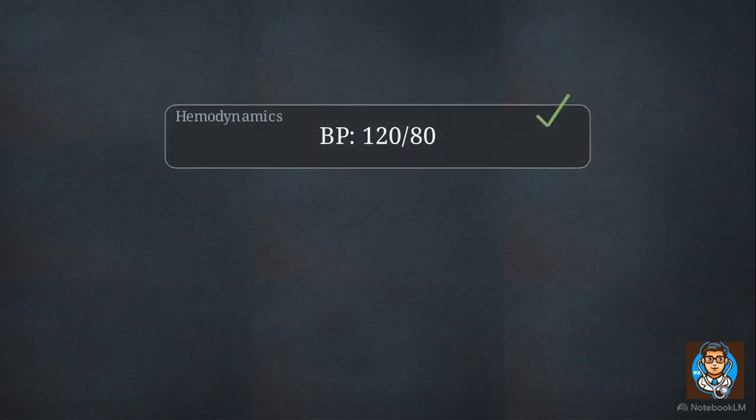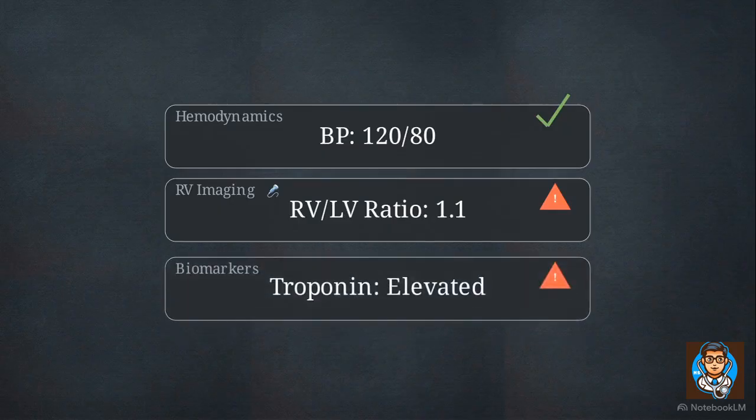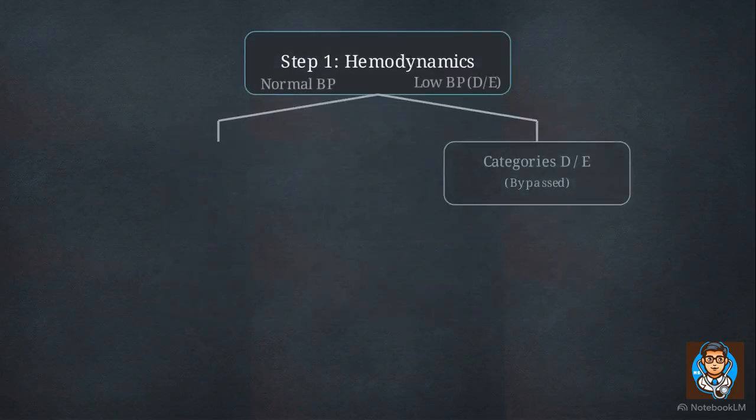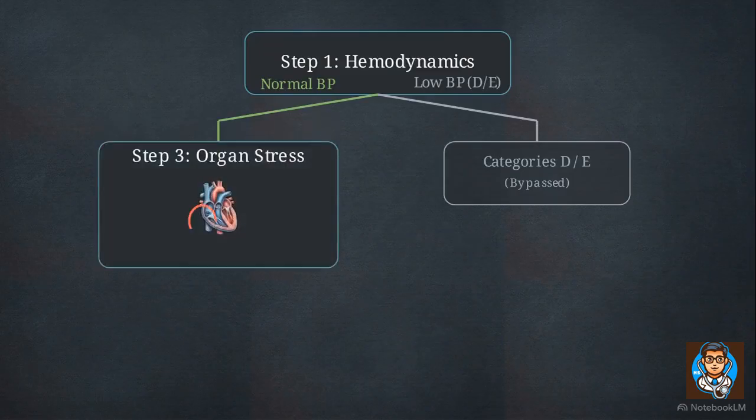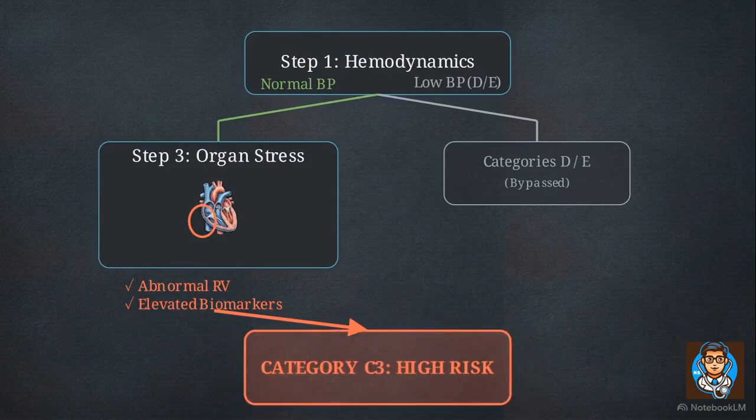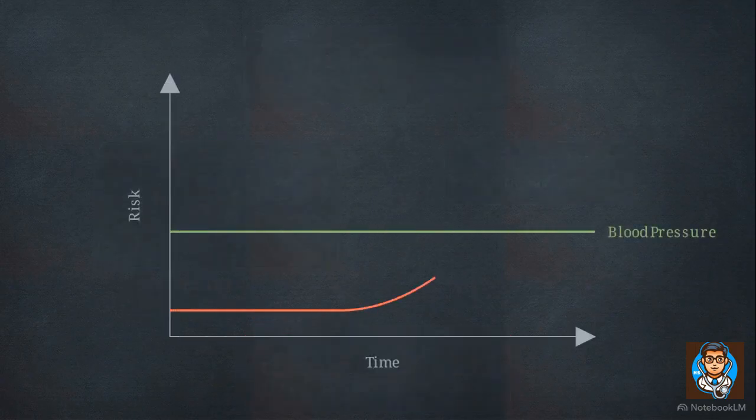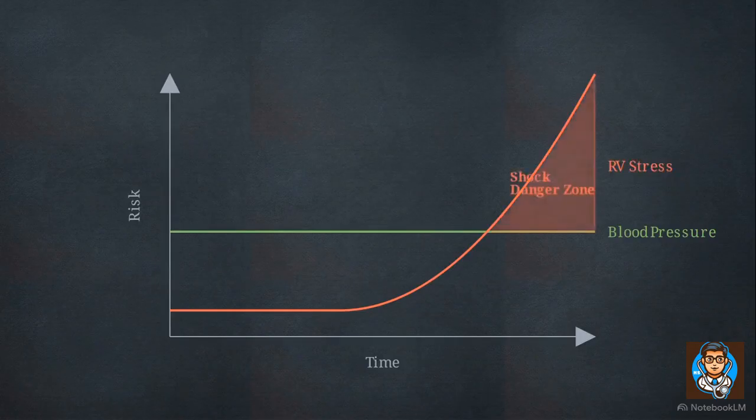Let's test this algorithm. Your patient has a normal blood pressure of 120/80. Their echo shows an RV to LV ratio of 1.1, and their troponin is high. Where do they belong? Because their blood pressure is normal, you completely bypass the D and E tracks. But since they have both a positive echo and positive biomarkers, they land squarely in category C3. If you skip this exact mental workflow, you risk letting a C3 or D1 patient slip into irreversible shock while you are falsely reassured by a stable blood pressure reading.